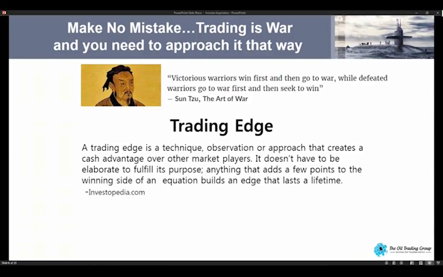So what does that simply mean? That means we need a trading edge. Investopedia.com defines a trading edge as a technique, observation, or approach that creates a cash advantage over other market players. It doesn't have to be elaborate to fulfill its purpose.